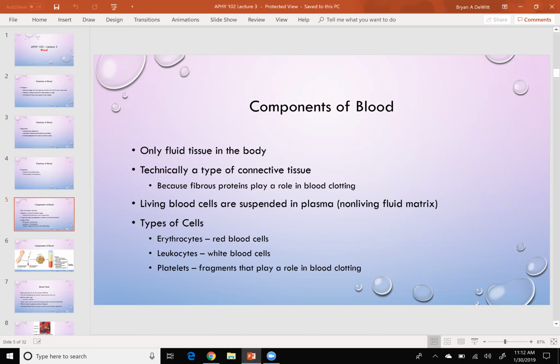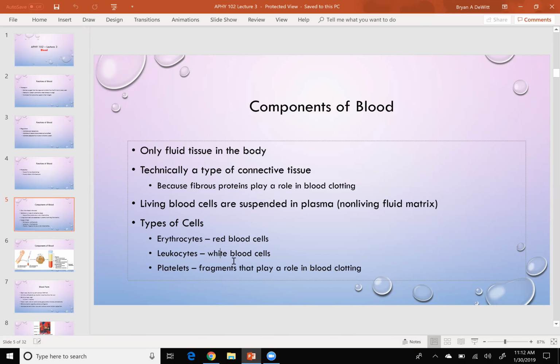And we talked about this when we were going through different tissues, but it's actually a type of connective tissue. And there's a couple reasons. One is that plasma, which is about half of the volume of blood, if not a little bit more, is matrix, technically, which makes it connective tissue. And there are also fibrous proteins in blood that help play a role in blood clotting. Those fibrous proteins are similar to other proteins that you would find in connective tissue.